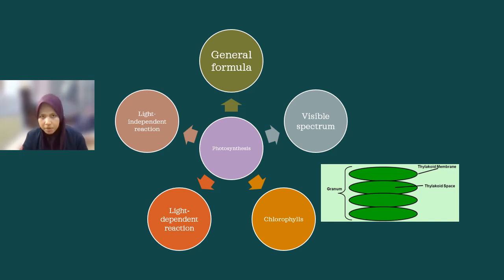Chlorophyll is the most important class of pigments, and it is involved heavily in photosynthesis. So chlorophyll is found in virtually all photosynthetic organisms, including the green plants, cyanobacteria, and also algae.